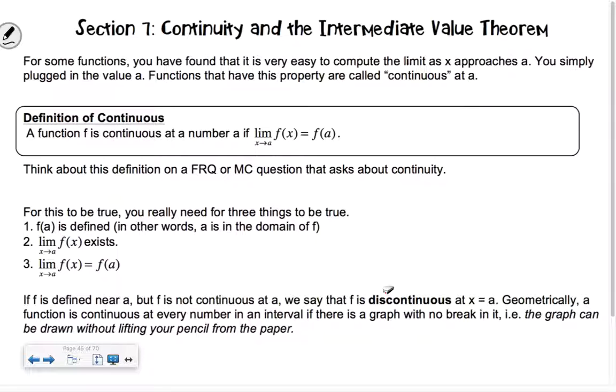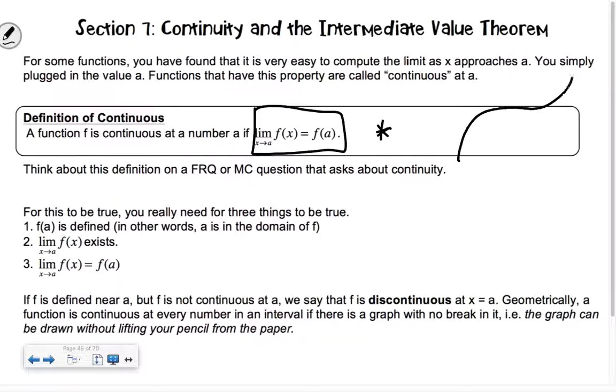So it says, for some functions, you've found that it's very easy to compute the limit as x goes to a. You can simply plug in the value. So if it said compute the limit as x goes to 2, some of them you can just plug in 2, right? So functions that have this property are called continuous at a. So the definition of continuous, this is important. So anytime the AP test says something about a continuous function, you need to remember this.